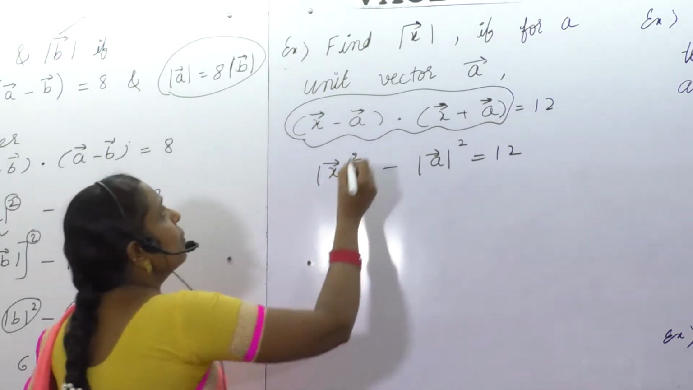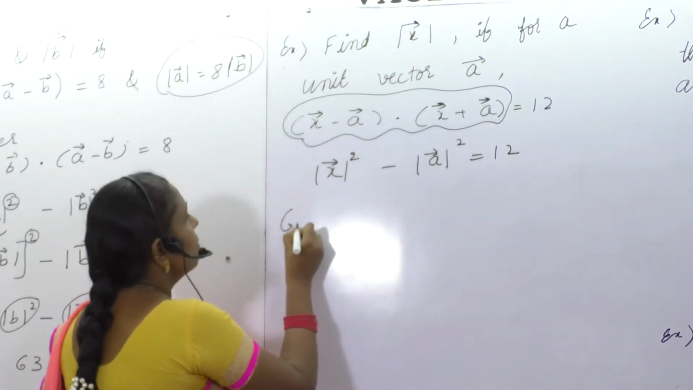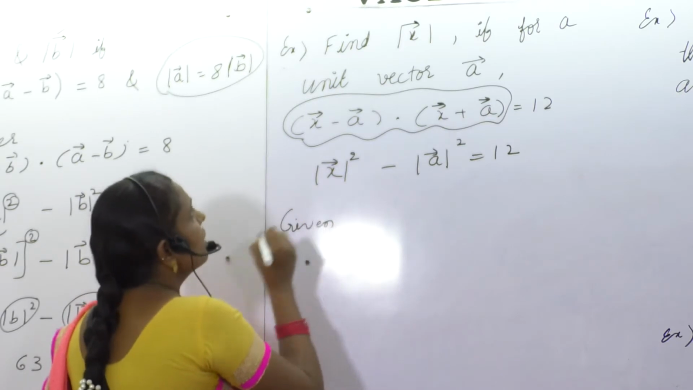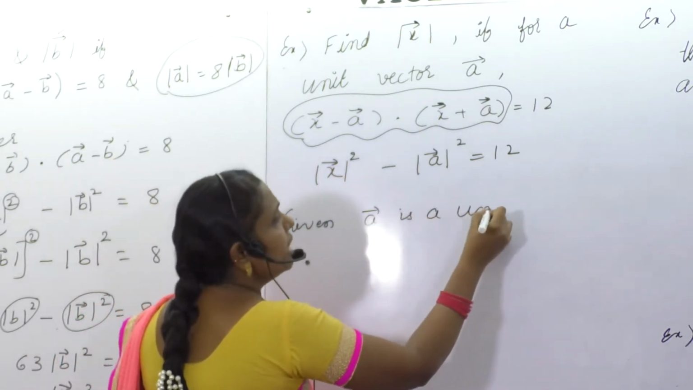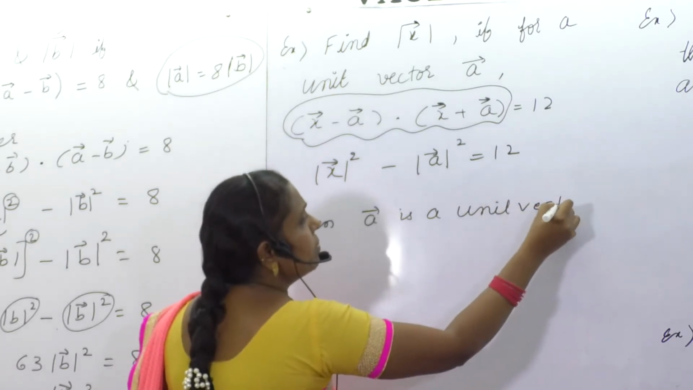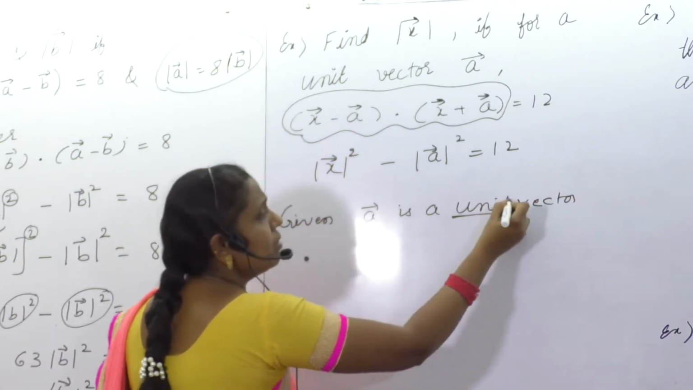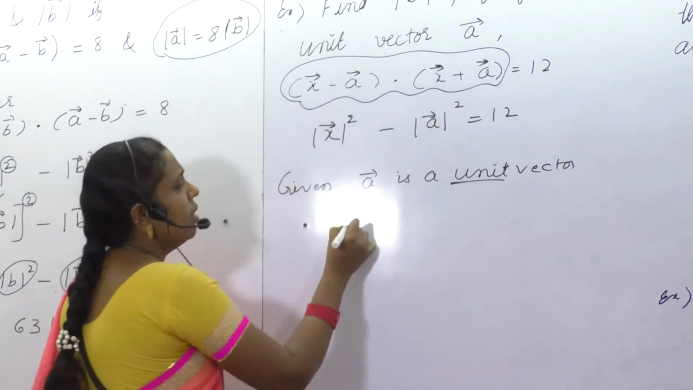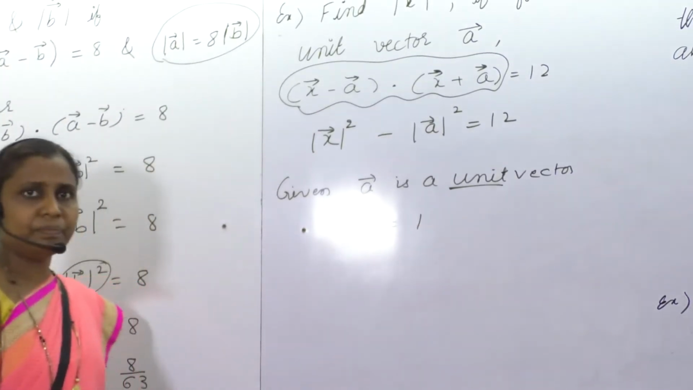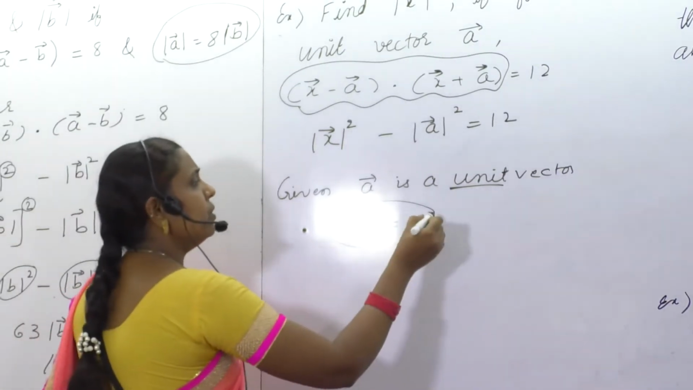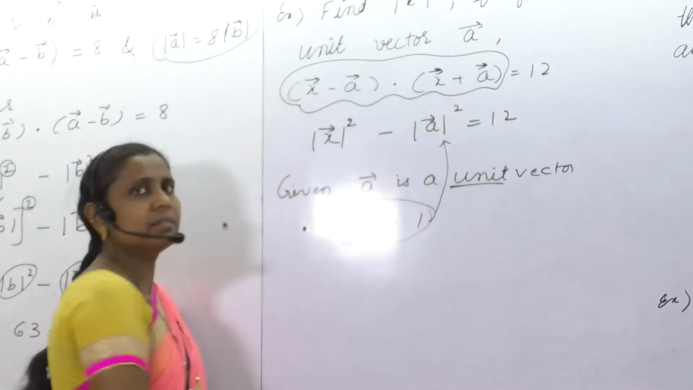Next, what are they saying? Given, I will write here: given A is a unit vector. Unit vector means what? Length will be unit, no? 1 unit. So modulus or magnitude of A is equal to 1. This we have to use here.